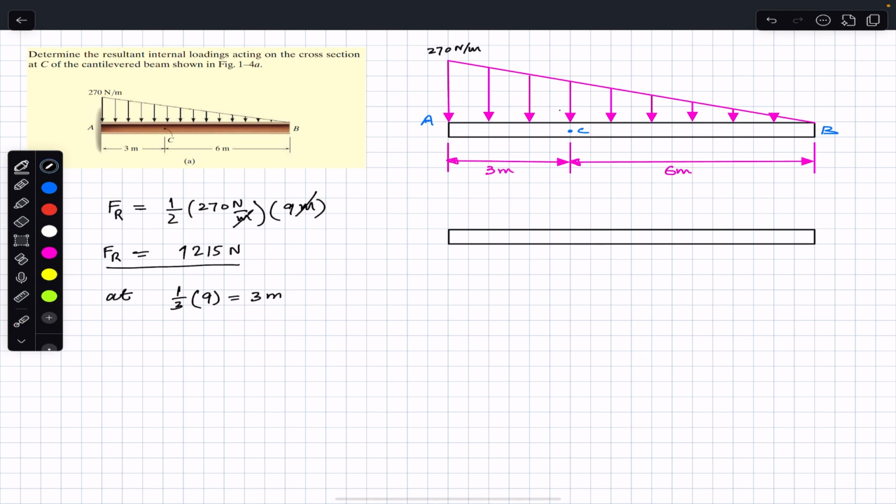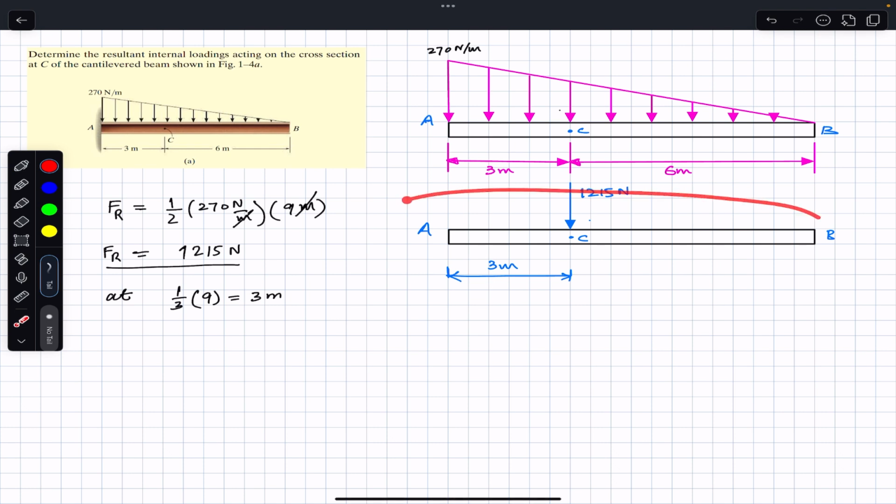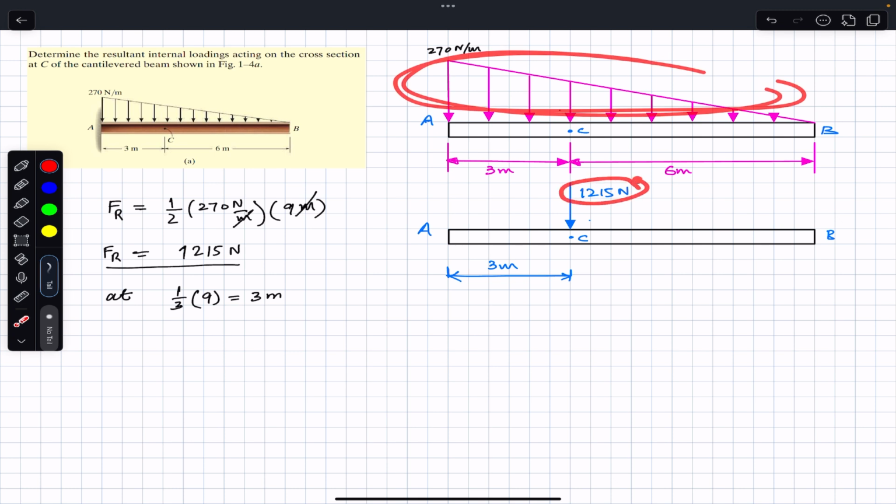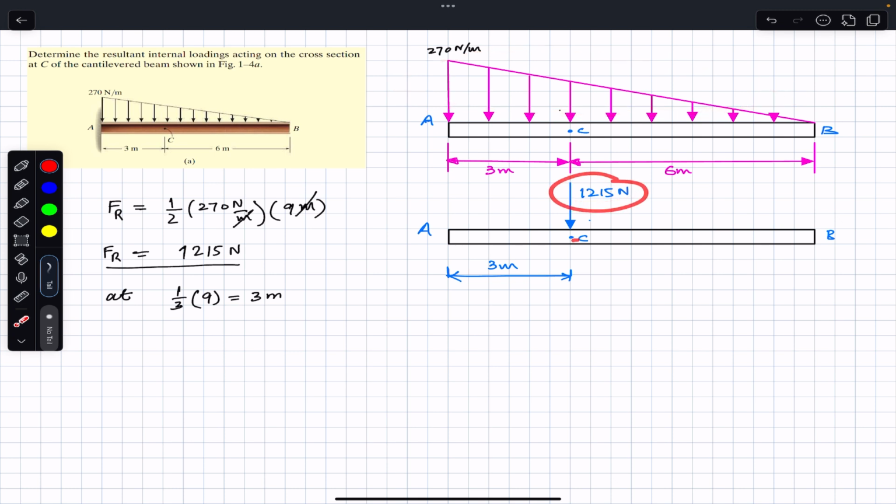So we will have end A here. We will have that resultant concentrated load of magnitude 1215 Newton at a distance of 3 meters, and this is our point C, remember, and this is our point B. Now since we want to find reactions, this is the procedure. Consider the whole beam, convert the distributed load into the resultant force, and the point of application of that resultant force will be at the centroid, or will be passing through the centroid. So the centroid of this given triangle is at a distance of 1/3 from this base. So somewhere here will be the centroid, and the force will be passing through this centroid.